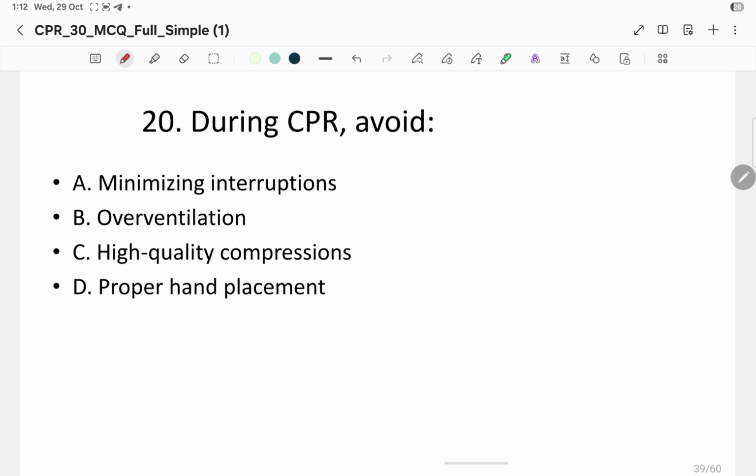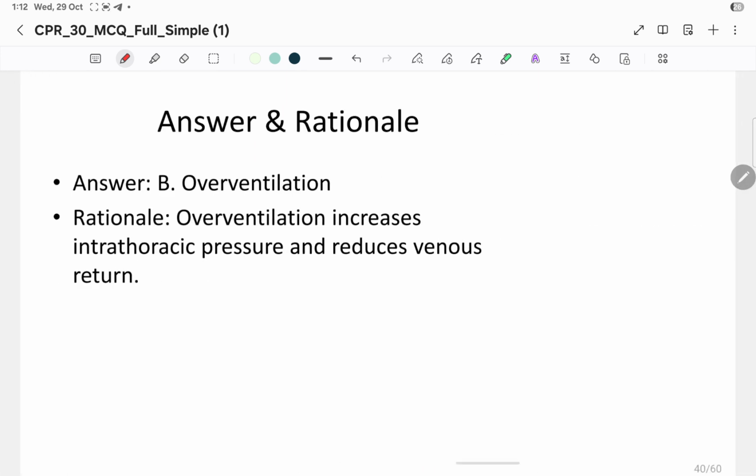Next, during CPR, avoid: A, minimize interruptions, B, overventilation, C, high quality compressions, D, proper hand placement. So during CPR, we have to avoid overventilation, because overventilation increases intrathoracic pressure. When the intrathoracic pressure is increased, there will be reduced venous return to the heart.